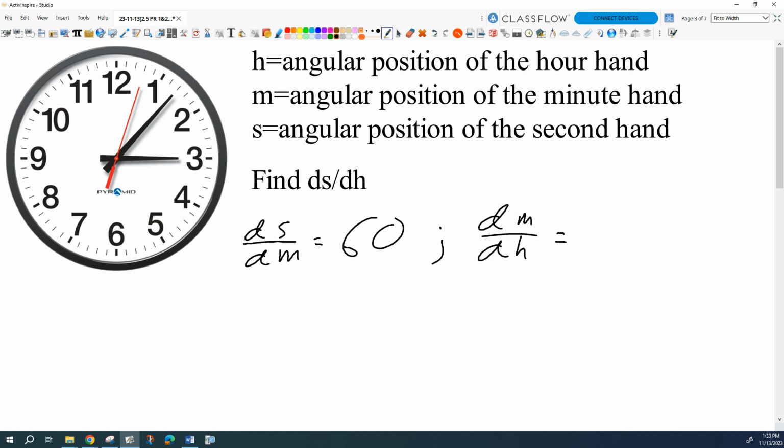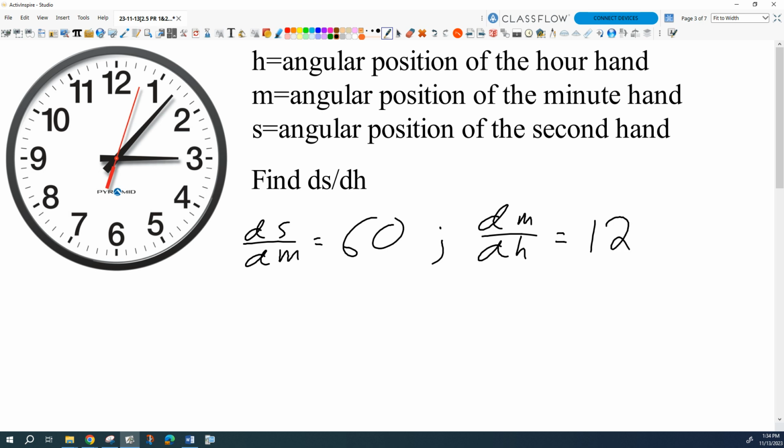Okay, what is dm/dh? What's the rate of change of the minute hand with respect to the hour hand? In other words, how many revolutions does the minute hand have to make for the hour hand to make one complete revolution? 12 is right. Doesn't that make sense? Because there are 12 hours, the hour hand has to go through 12 hours to make one revolution. The minute hand has to go once completely around for every hour, right? So that's 12. Does that make sense?